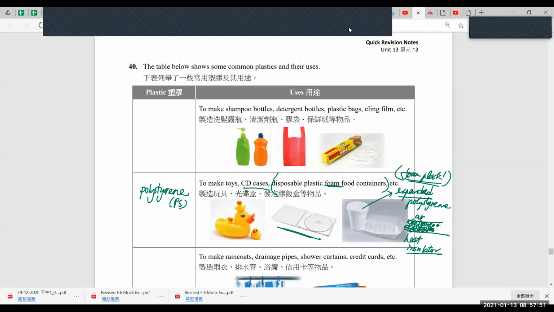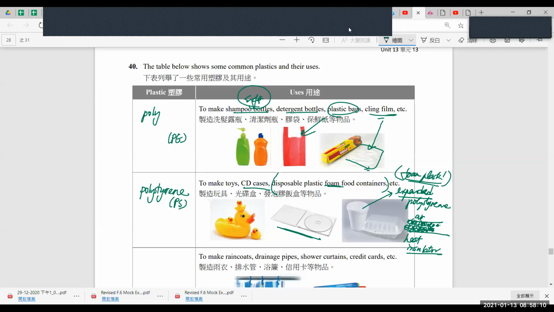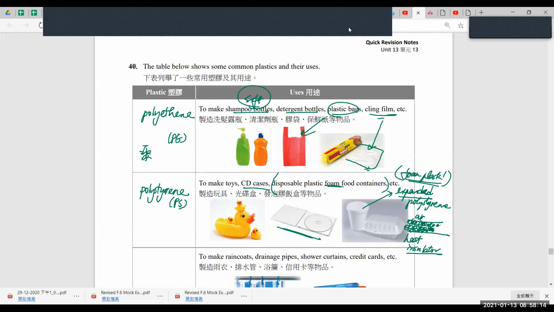One more plastic we've just mentioned: it is used to make shampoo bottles, detergent bottles, soft plastic bags, or cling film, 一啲保鮮紙啊. We call that PE, polyethylene. In Chinese, a very strange name, we call that 聚乙烯, while polystyrene we call 聚苯乙烯.